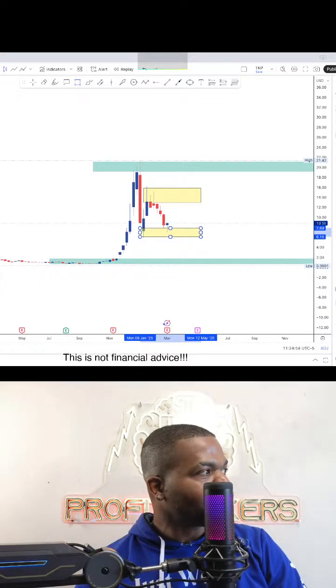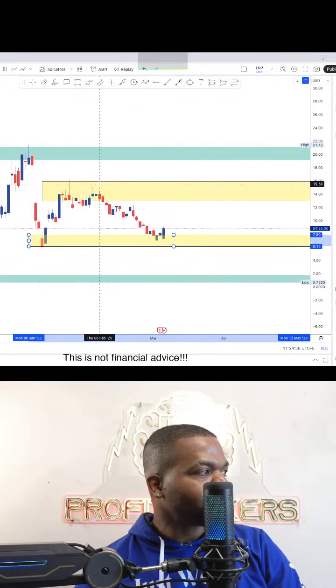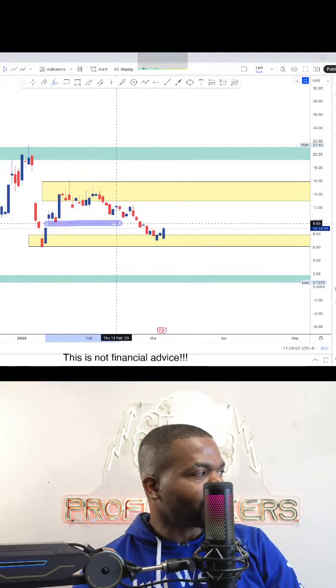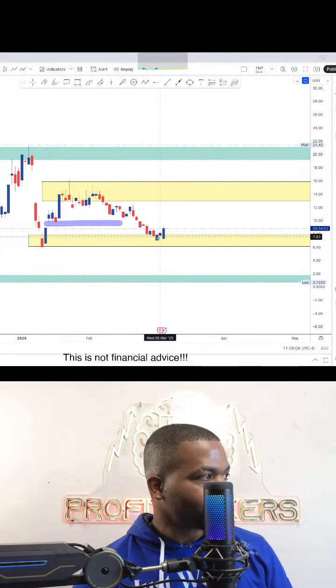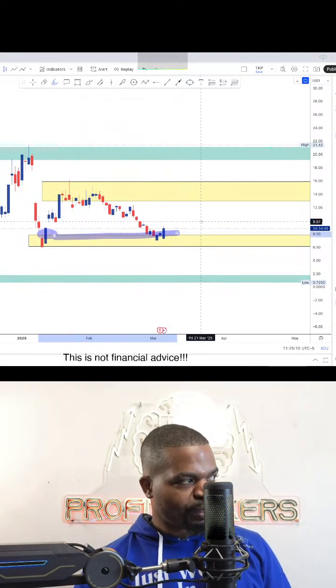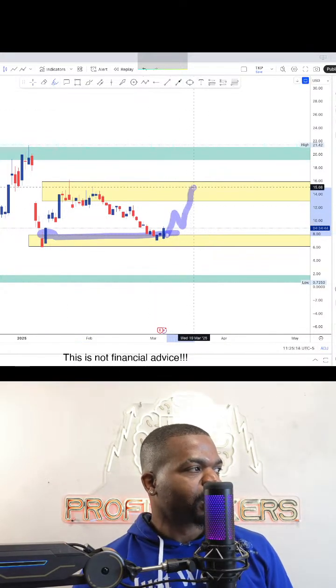Now, with this thing being inside of this weekly area of range, it dropped to not only fill this gap, but it just retested this area here. If this area holds, what you'll see is an uptrend.